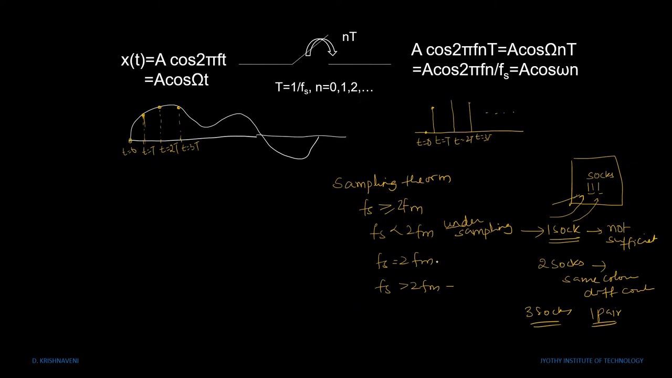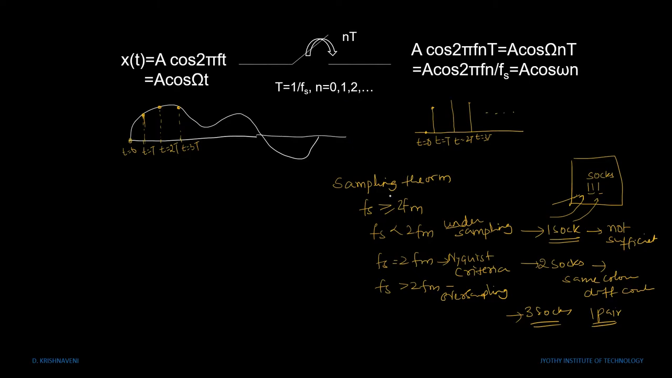Next, Fs equal to 2fm, we call it the Nyquist criteria. It is as if you are bringing two socks. So when you bring two socks, you may get both the socks of the same color, that means a pair of socks, or you may get two socks of different color. So this is the border case where your requirement may be satisfied. Now, Fs greater than 2fm, it is oversampling. This we call oversampling, and this condition is getting three socks from the dark room. So our requirement will be satisfied.